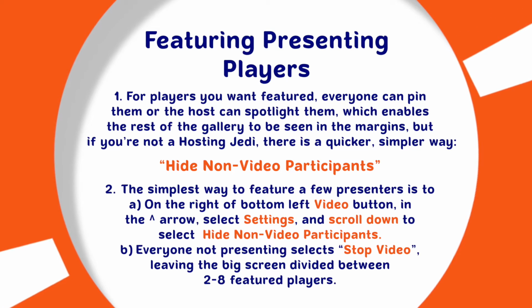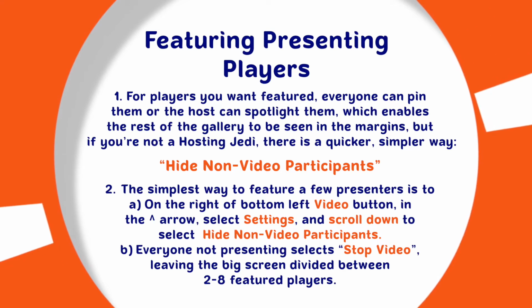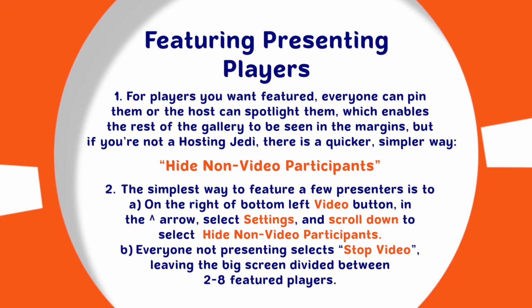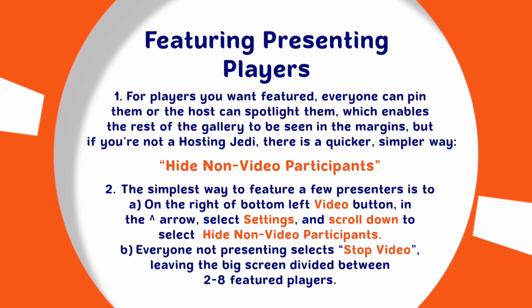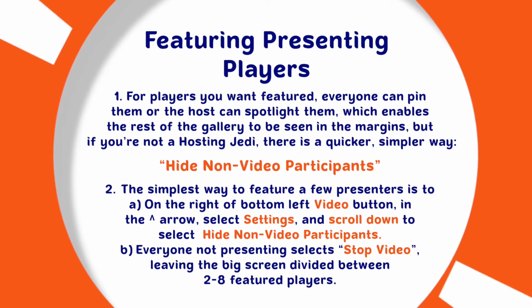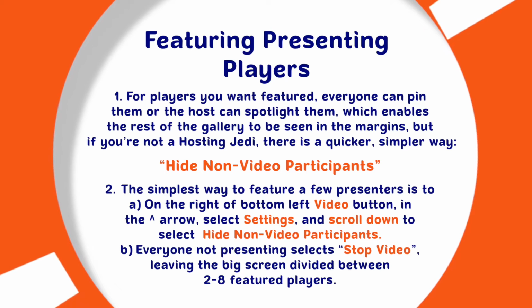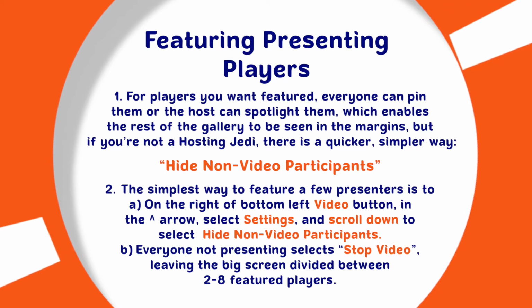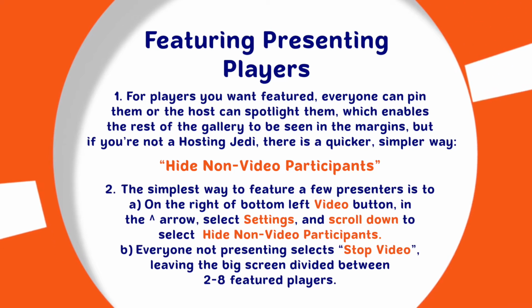Hide non-video participants. The simplest way to feature a few presenters is to, on the bottom right of a Zoom video screen, there's a video button. In the arrow, you can select Settings and scroll down to select Hide non-video participants. So everyone not presenting selects Stop Video, leaving the big screen divided between the 2 to 8 players that you want featured.